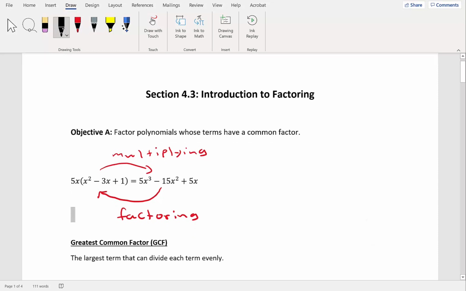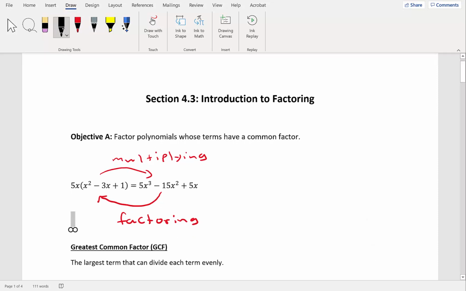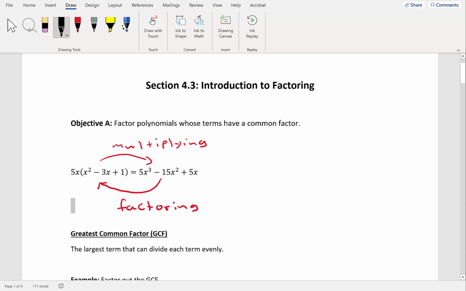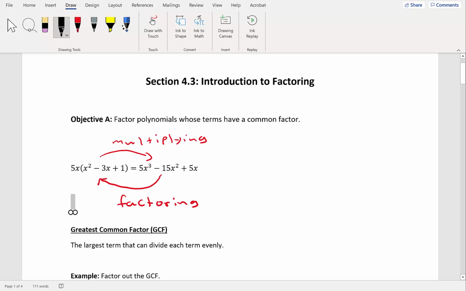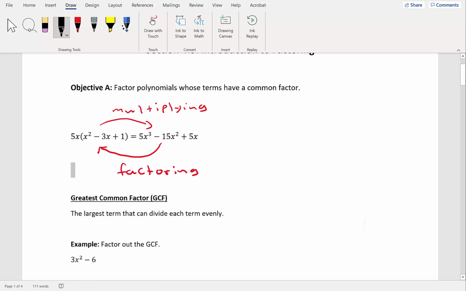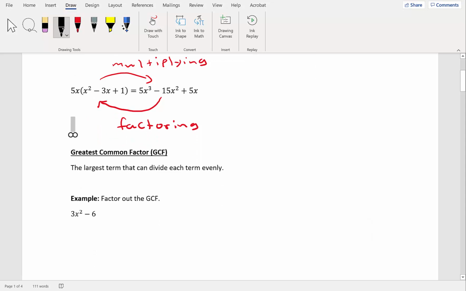Okay, now first we're going to take a look at the greatest common factor, the GCF. Now the GCF, this is the largest term that can divide each term evenly. Okay, so it has to be something that each term has in common. Okay, so let's take a look at our first example. It says factor out the GCF.